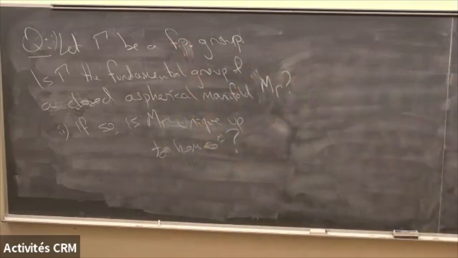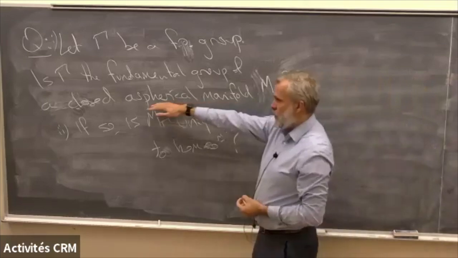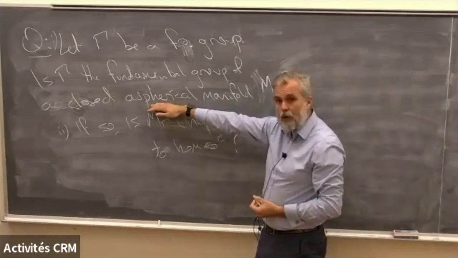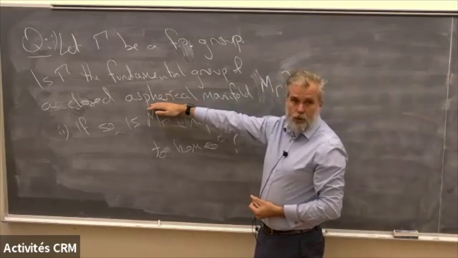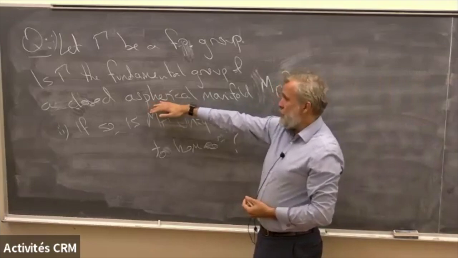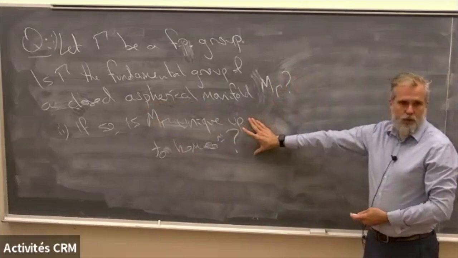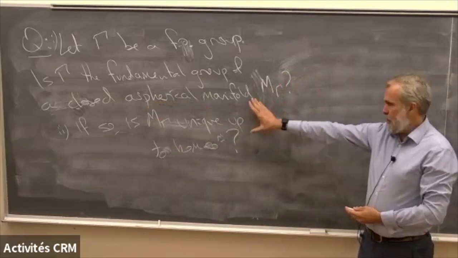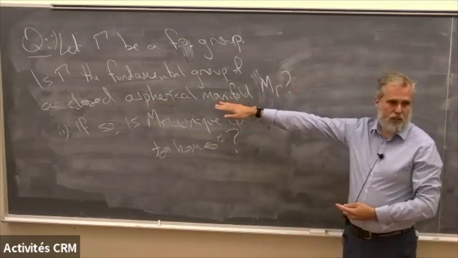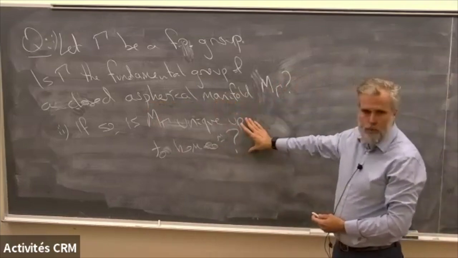So let's assume our group is finitely presented. But assuming that your manifold is aspherical is a very strong assumption. So just going from is the fundamental group of a manifold to is it the fundamental group of a closed aspherical manifold changes the story completely. And that's what we'll start by talking about. Of course, I'm also asking whether the M gamma that is closed and aspherical and has this fundamental group is unique up to homeomorphism.